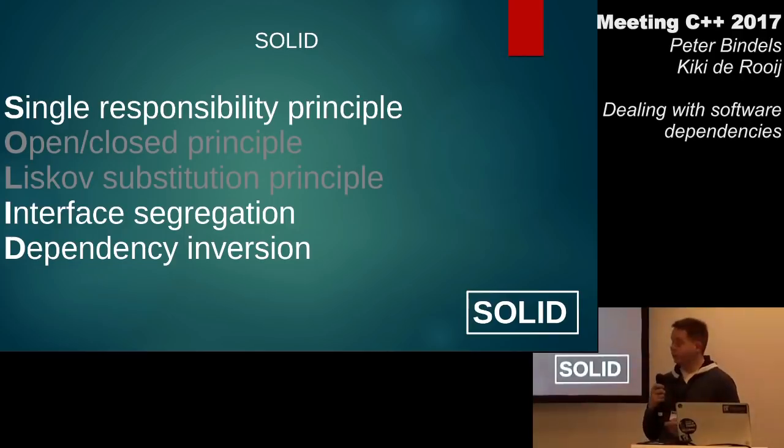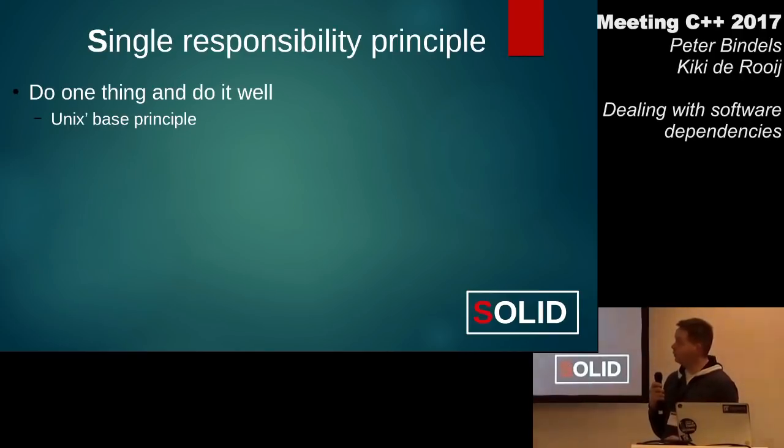The ones that do have an effect on dependencies are the single responsibility principle. And we know this from Unix as well, where we have applications and they're meant to do one thing. They don't do anything else. They don't try to encapsulate a whole group of functionality. They just do their own thing. And that means that they only have dependencies that match the thing that they are doing.